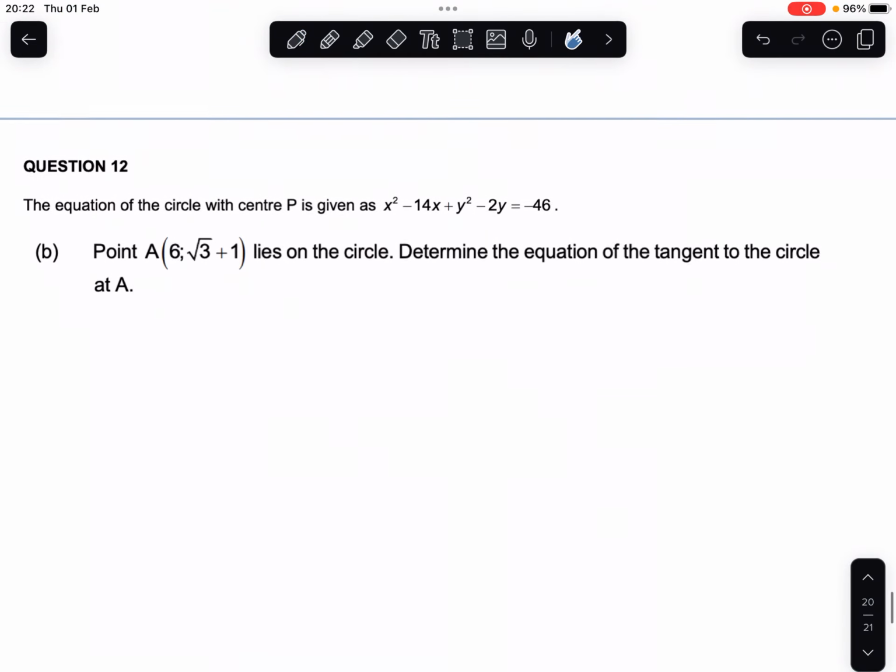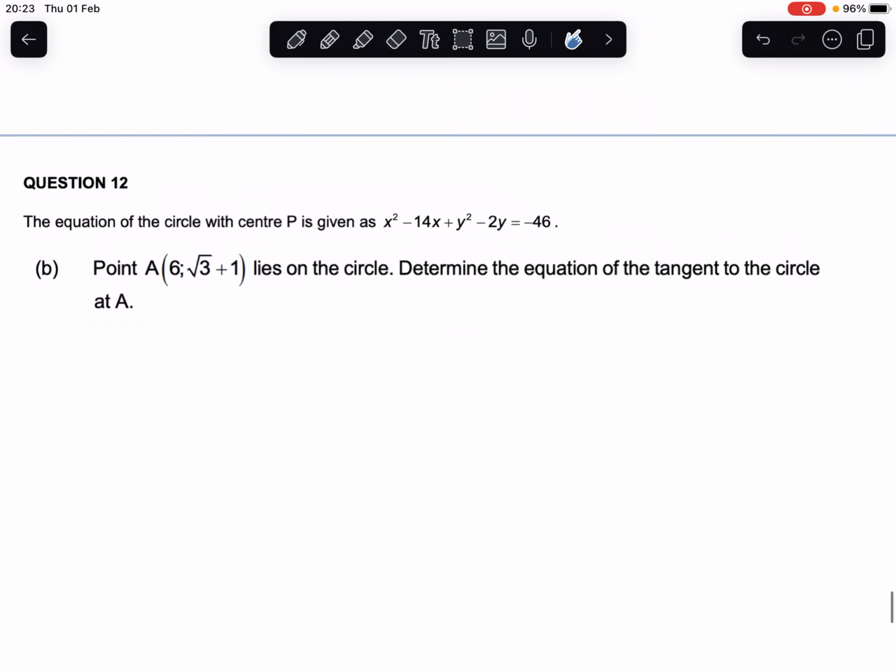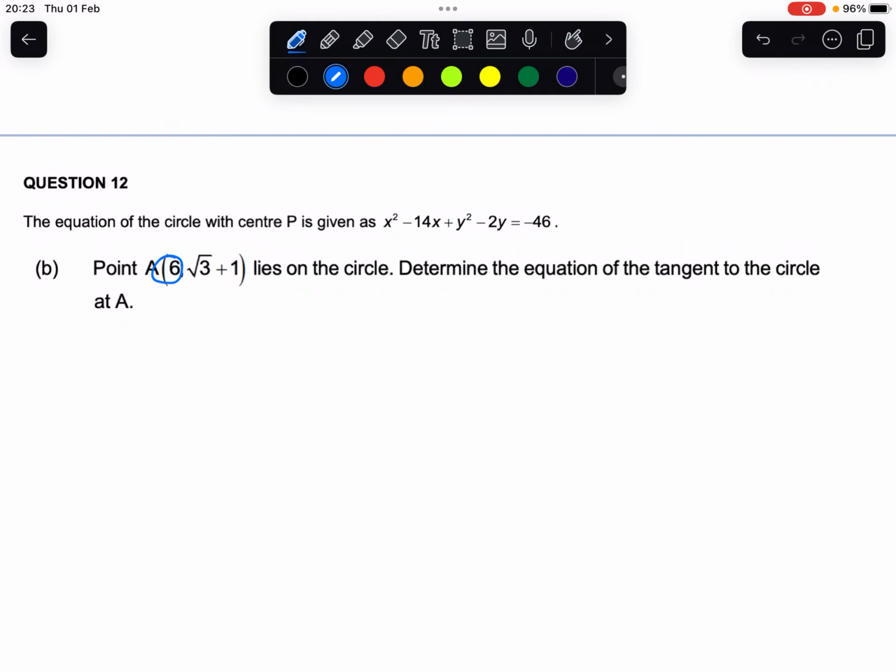So, looking at the same circle still, we are told there is a point (6; root 3 plus 1) which lies on the circle, and you can verify this yourself. You can verify it by taking x equal to 6 and y equal to root 3 plus 1, substituting it into the left-hand side of the equation and seeing if you do in fact get negative 46.